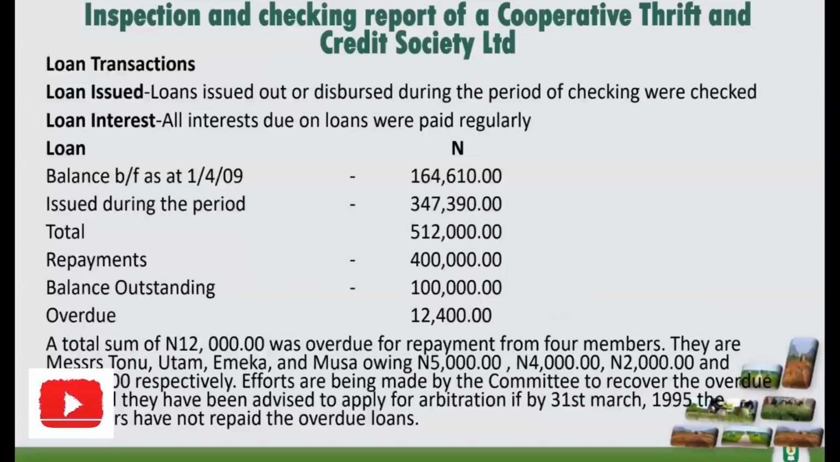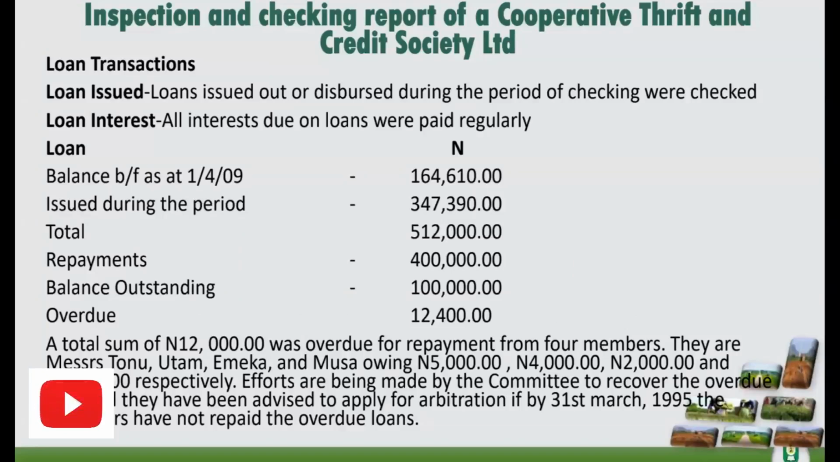So we now present the loan transaction. Loan issued out or disbursed during the period of checking were checked. Loan interest: all interest due on loan were paid regularly. If they were not paid regularly, you can write that they were not paid regularly, and you highlight such instances.